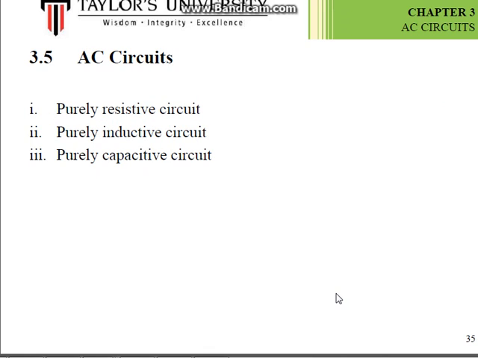Now I would like to move on to purely resistive circuits. From earlier until now, we have learned all about the terminology, how to sketch the wave diagram, how to draw the phasor diagram, how to differentiate whether something is lagging or leading, and whether the phase is minus or plus. So we're going to learn a little bit more and move on to circuits.